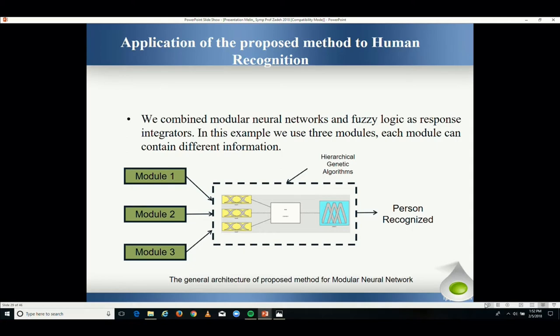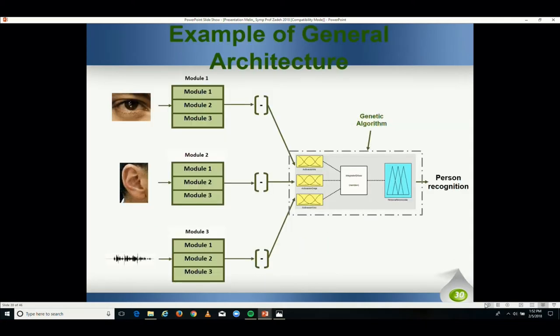For example, one of our systems that we are building is to recognize a person when we have so much data. Here, for example, we have iris recognition, ear recognition, and voice recognition. All together, they construct the architecture, and with one Type-2 fuzzy inference system, we can have the decision of person recognized.